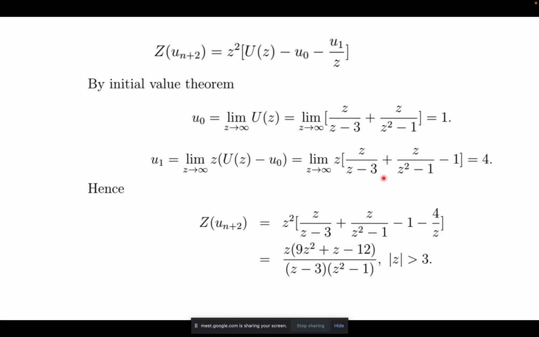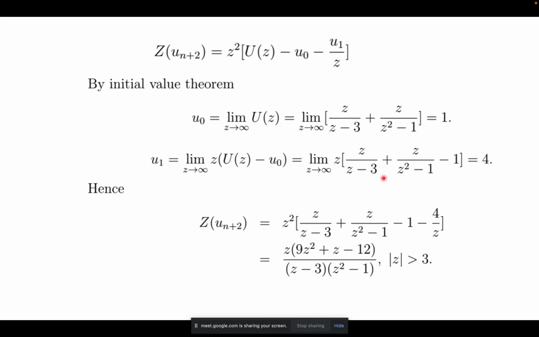So now you know both the value of u0 and u1. So the z transform of u(n plus 2) can be written as z square times (z upon (z minus 3) plus z upon (z square minus 1) minus 1) minus 4 by z, because the value of u1 is 4. I can rewrite this. Here you can simply take the LCM in the denominator and then rewrite this equation. If you take the LCM here, one of the z will be cancelled by z square.